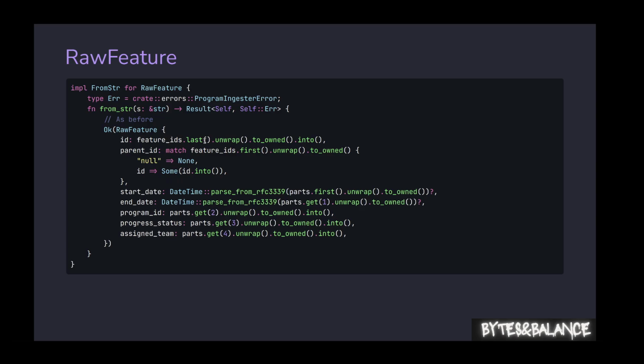We get the last one, unwrap it, into owned and into. Unwrap means it has to exist. If it doesn't, then it panics. To owned turns it into an owned variable, and into turns it from one type to another. And parent ID, again, we have to get the first one. After unwrapping and to owned, we check if it's null, then we convert it to none. If it's an ID, then we give that ID.